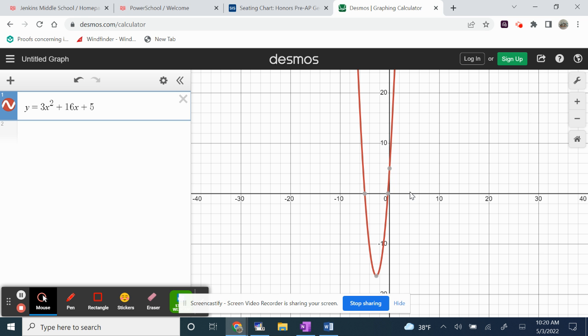Now, if you get a negative square root, all that means is your parabola is just above or below the x-axis and it doesn't cross it. That's all it means. You guys understand that?